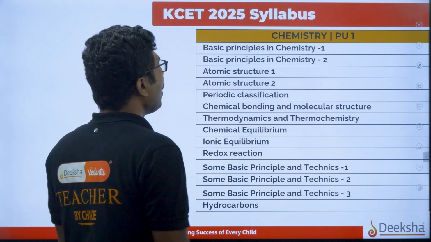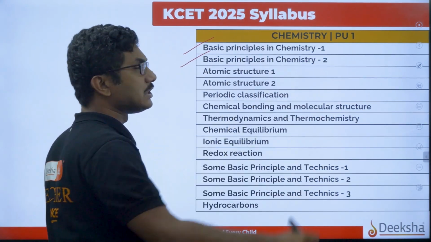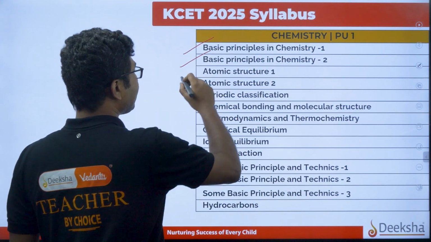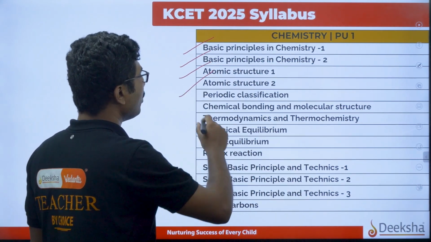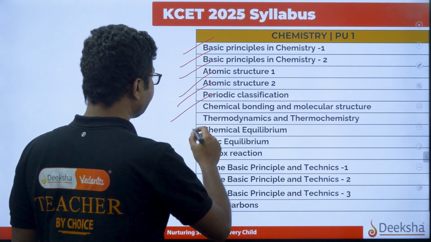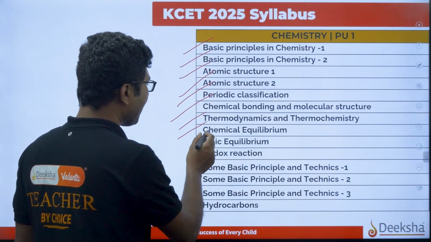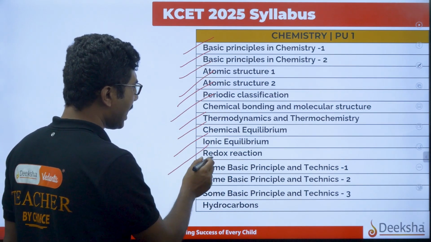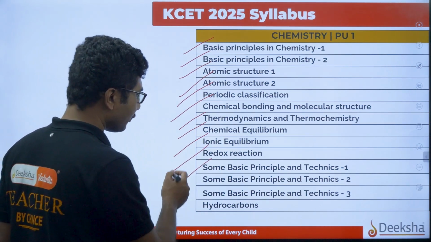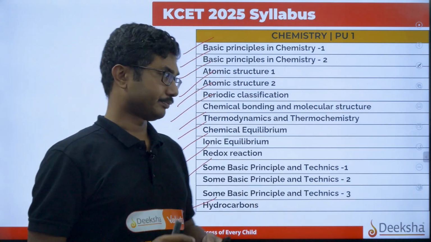For chemistry, we start with basic principles of chemistry 1, basic principles of chemistry 2, atomic structure 1, atomic structure 2, periodic classification, chemical bonding and molecular structure, thermodynamics and thermochemistry, chemical equilibrium, ionic equilibrium, redox reactions, some basic principles and techniques 1 to 3, and hydrocarbons. These are from your PU 1.